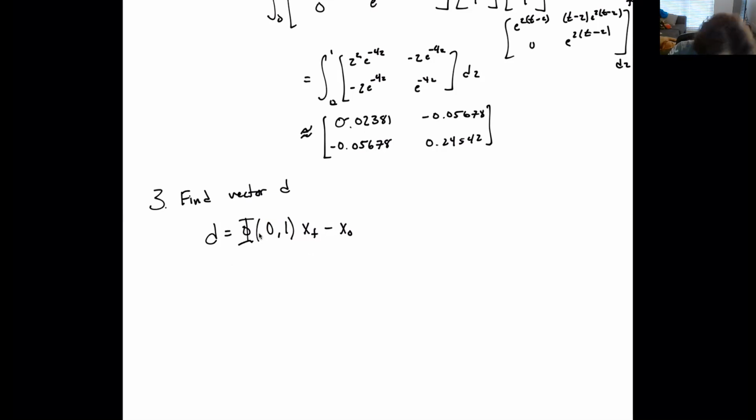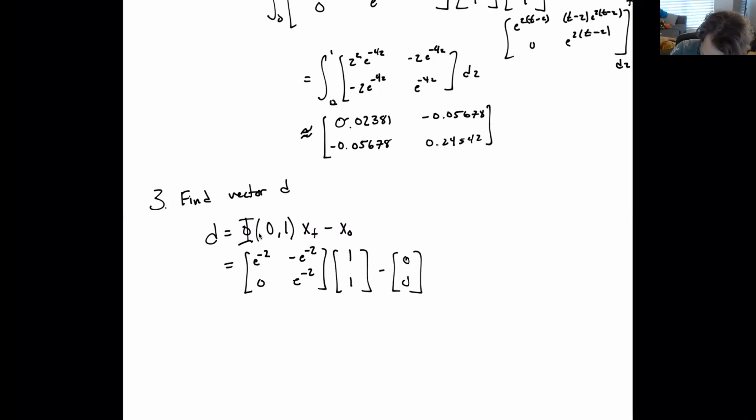Bring that back up. Great. Okay, so this will be equal to e to the minus 2, 0, negative e to the minus 2, and e to the minus 2. Okay. Then our final state that we want to be at is 1, 1, and our initial condition is the origin at 0, 0.